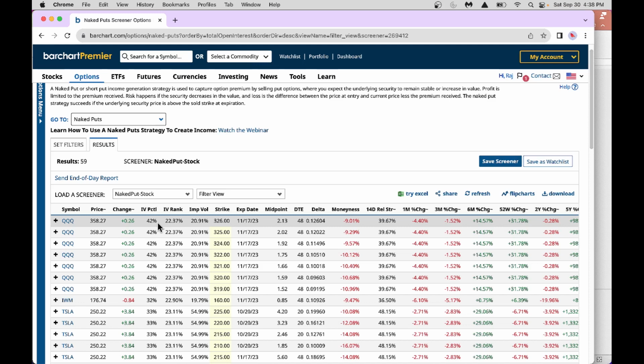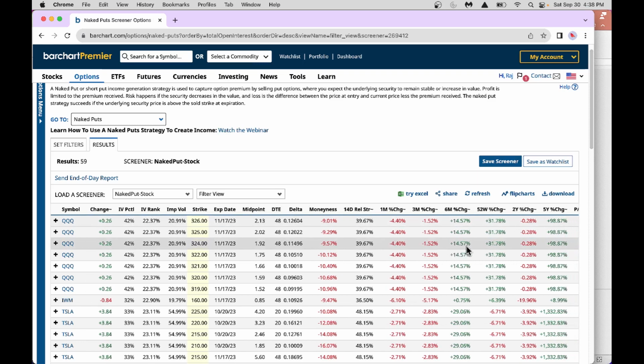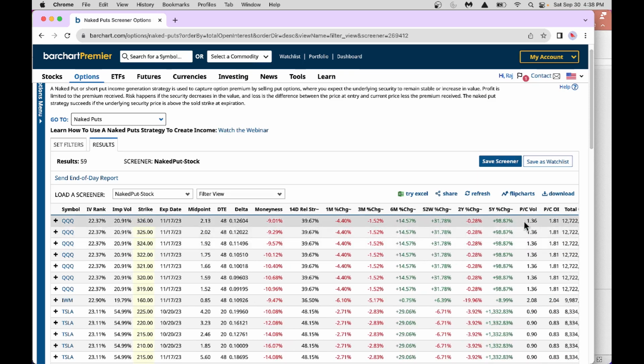It tells you here, you could look at this as you scan through here. Look at that RSI. RSI is 39. That tells you QQQ is completely sold off here. And it gives you a trend as you can see here, and a put call volume perspective.